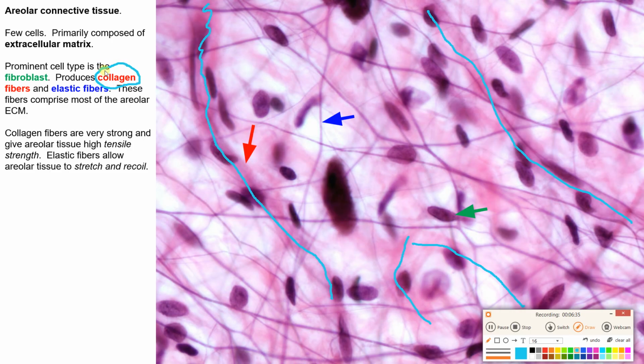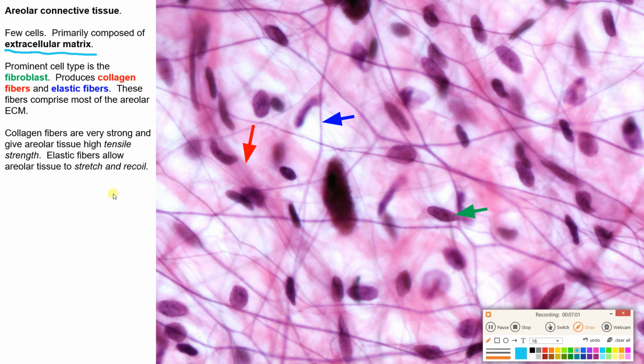Collagen fibers are very strong. They have what's called high tensile strength. That means you can pull on them and it's hard to break them. So we've got elastic fibers and collagen fibers here. And they, of course, are part of our extracellular matrix, which is the primary component of this tissue.